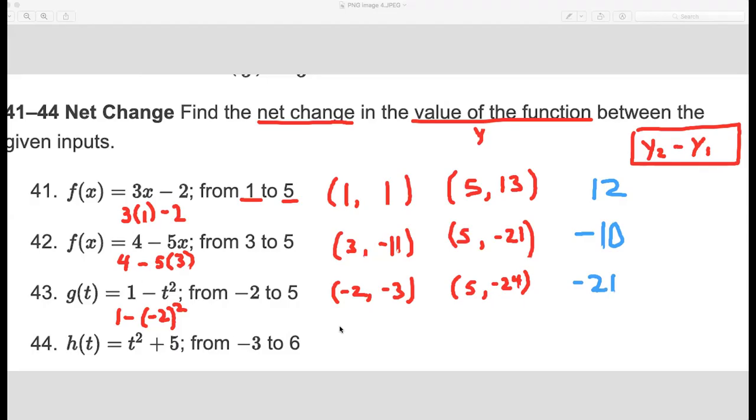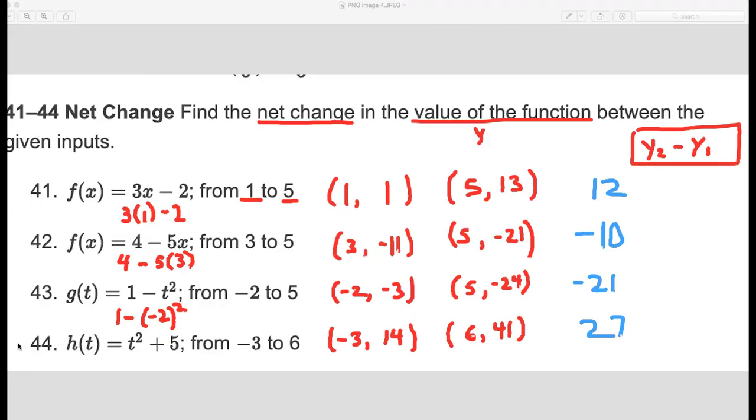And this last one here, negative 3 to 6. You could pause this and try these on your own, to see if you're getting the same things. So negative 3 squared is 9 plus 5 is 14. That comes out to 41 for the other one. Let's see, just subtract those, and that'll be 27. Yeah, that's all there is to those.